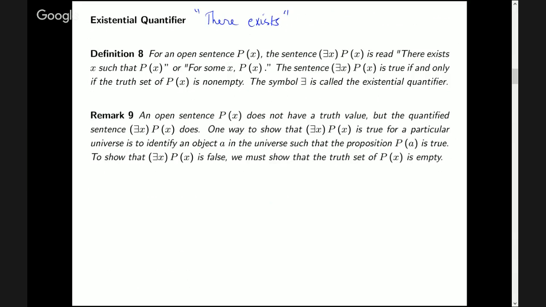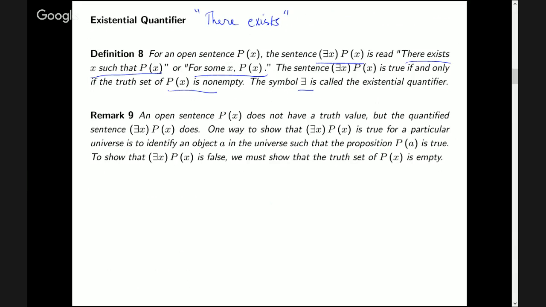So for an open sentence P of x, the sentence there exists an x, P of x, is read as there exists an x such that P of x, or for some x, P of x. This sentence is true if and only if the truth set of P of x is non-empty. We use this capital backwards E, however you want to describe it, to mean there exists. You can find this in your LaTeX stuff, so you can actually find that symbol there.